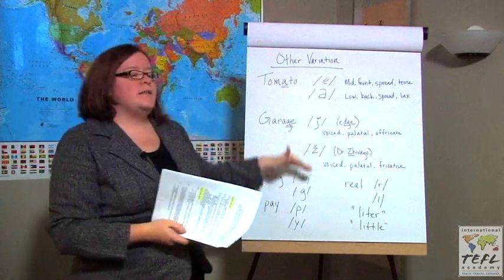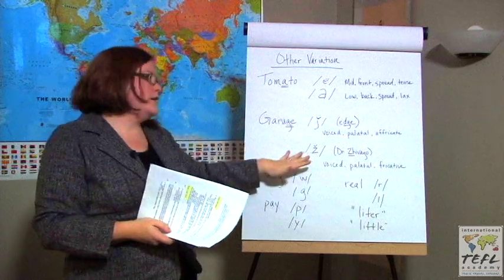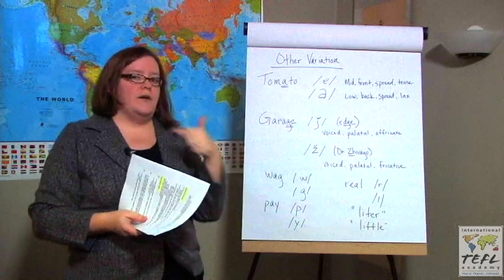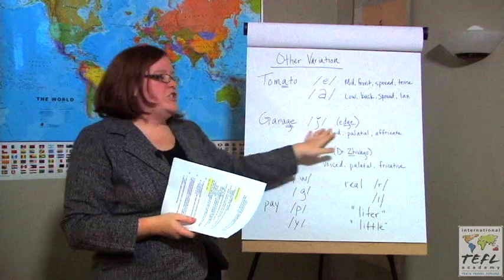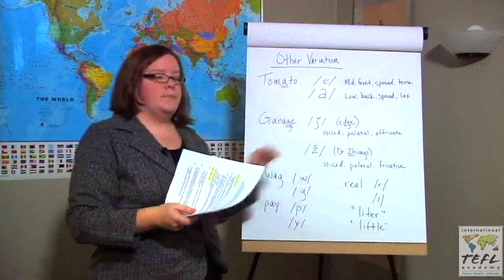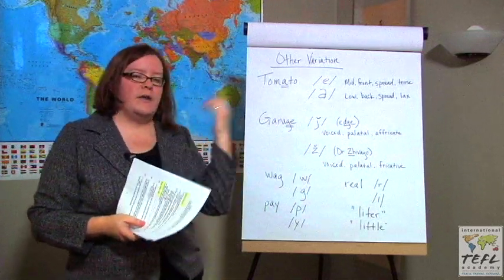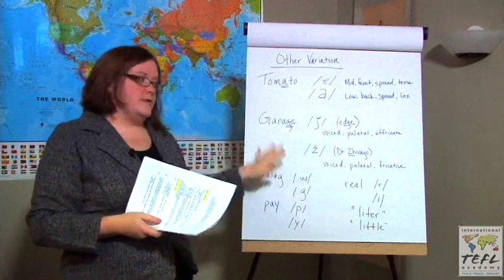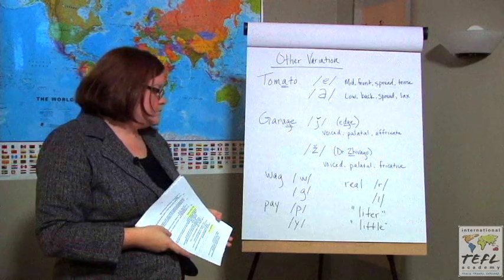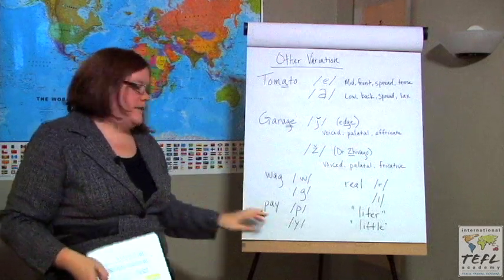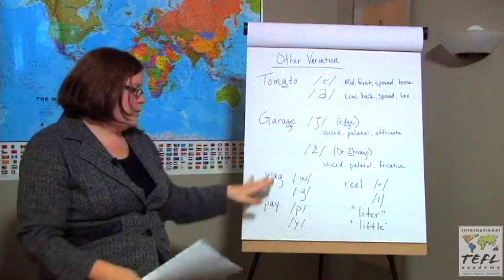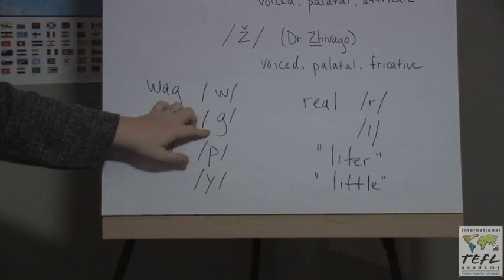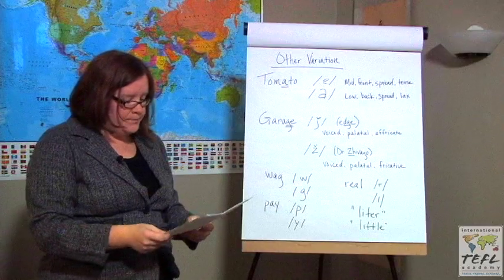So practice saying these two different pronunciations and think about the air coming out of your mouth. Garage, garage. So practice that to yourself and think about how you will explain that to your students when they ask you about these kinds of pronunciations. Let's talk about a few more examples. So in the word wag, let's look at the w and g sound, wag.